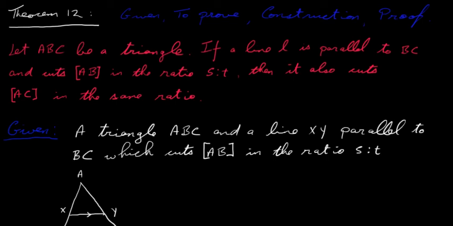Okay, so in this video I'm going to look at Theorem 12, and again I'm going to look at doing it under these four headings: given, to prove, construction, and proof. Now Theorem 12 just says that if we have a triangle ABC and if a line L is parallel to BC and cuts AB in the ratio S is to T, then it also cuts AC in the same ratio. So let's have a look at that.